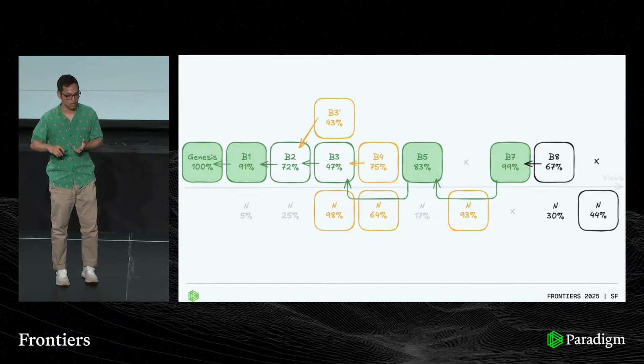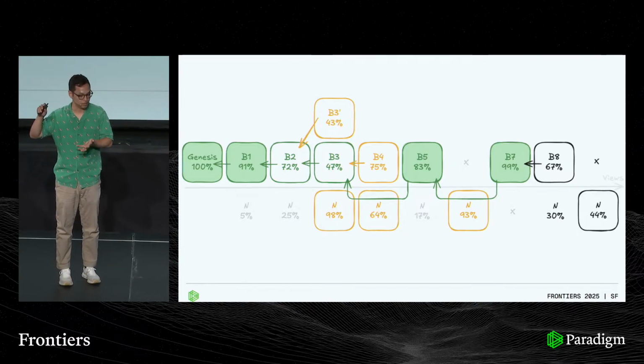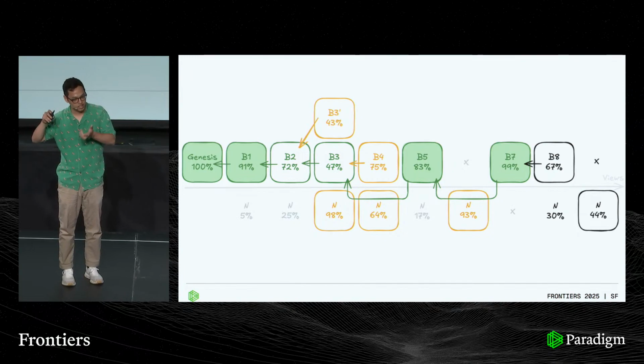That's the only thing that anyone will ever see a certificate for in that view. And so to finalize things, you don't even have to tell people that you're finalizing. You just know, like, I see this in this view, and no one else will see anything else in the view.